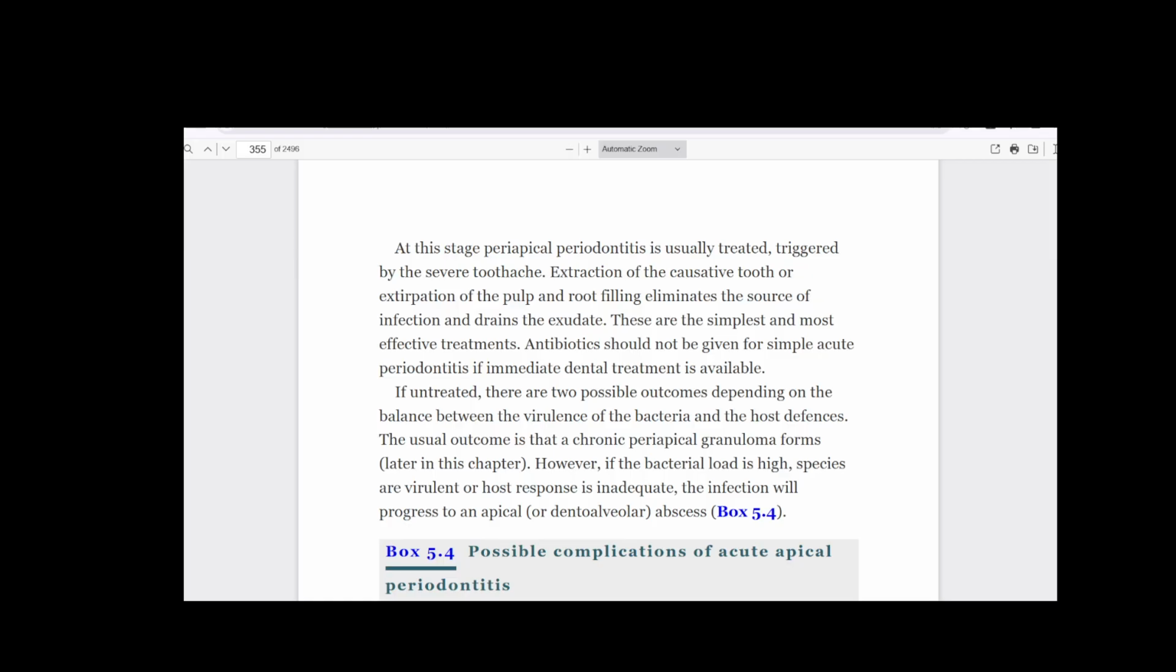If untreated, there are two possible outcomes depending on the balance between the virulence of the bacteria and the host defenses. The usual outcome is that a chronic periapical granuloma forms, later in this chapter. However, if the bacterial load is high, species are virulent or host response is inadequate, the infection will progress to an apical, or dentoalveolar, abscess, box 5.4.